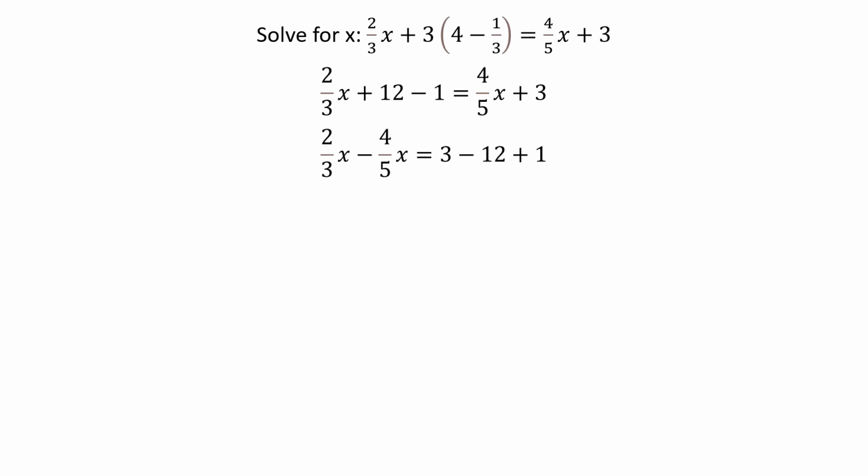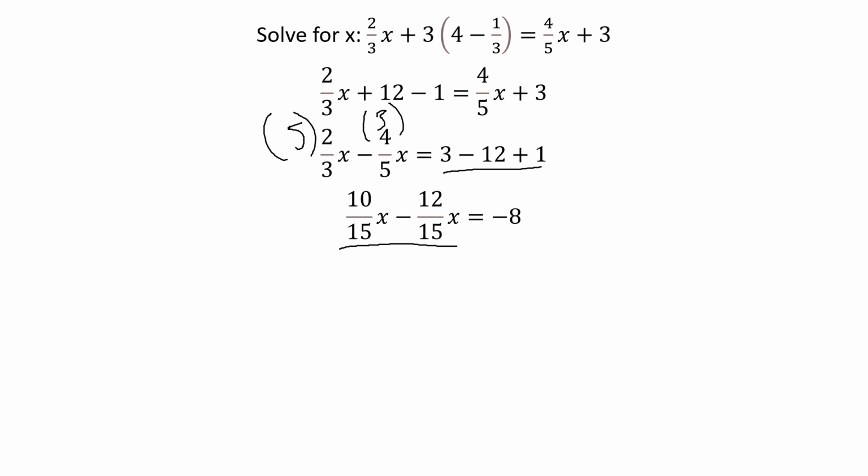Next step, add any like terms. Now, in order to add 2/3, well, in this case, subtract 2/3 and 4/5, I have to find a common denominator, which would be 15. So this is going to be multiplied by 5. This is going to be multiplied by 3. So that gives me 10 over 15, 12 over 15. Then all of this combined is negative 8. Now we're going to add these like terms, or subtract in this case. It's 10 minus 12. That gives me negative 2 over 15.